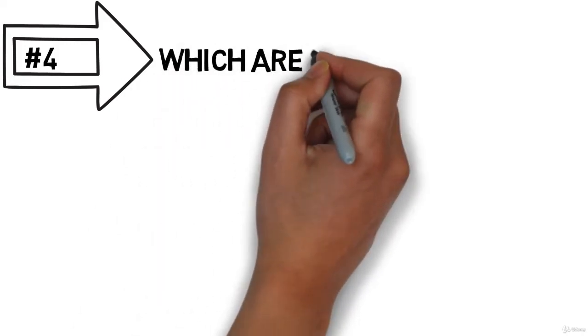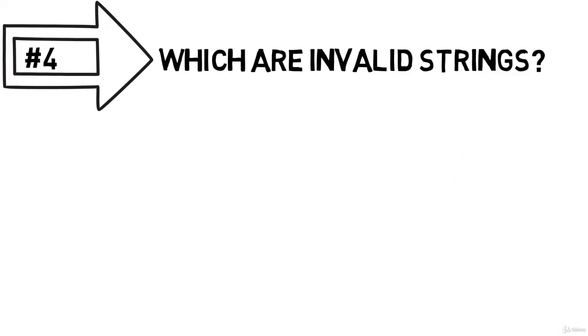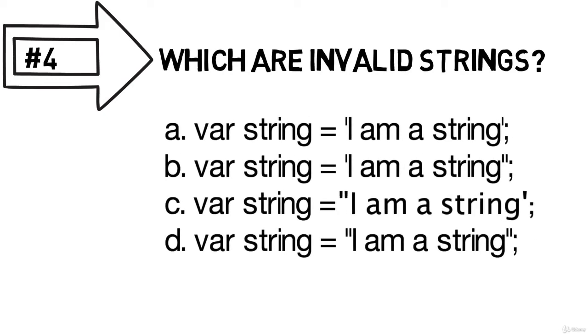Which of the following strings will return an error when the JavaScript interpreter attempts to assign the value to the variable? A. Wraps text in two single quotes. B. Text is wrapped in a single and double quote. C. Text is wrapped in a double and single quote. And D. Text is wrapped in two double quotes. Go ahead and pause the video and resume it when you are ready with the solution.